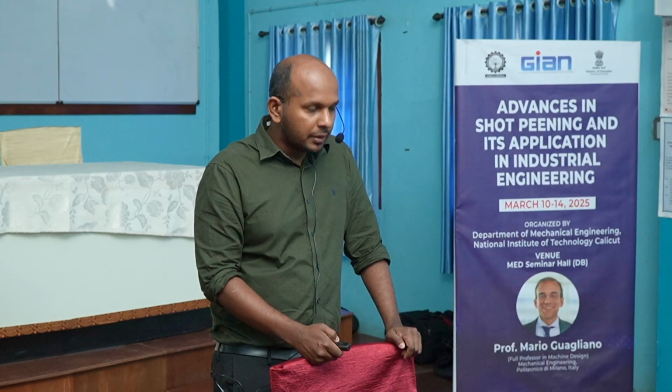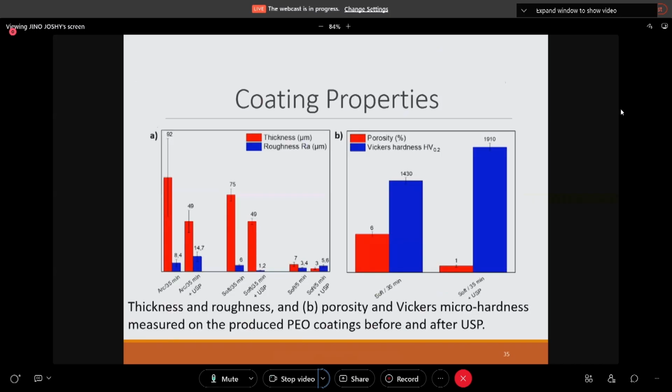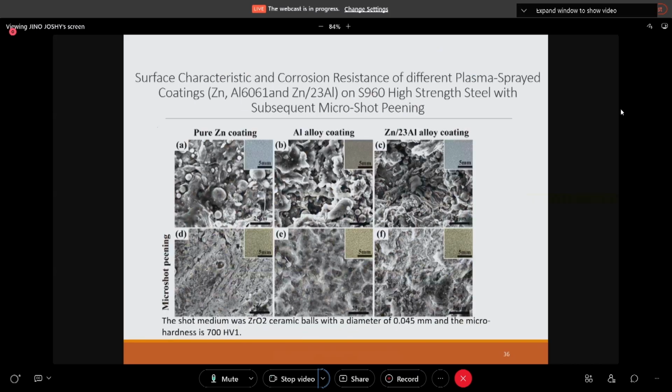So these are the two literature studies on how they combined plasma electrolytic oxidation and shot peening, and how they got coatings with improved properties rather than from a single treatment operation. Then the last, final slide I have included is a plasma sprayed coating they did. In that steel they did a pure zinc coating, the second was an aluminum coating, and the third coating was a zinc and aluminum coating.